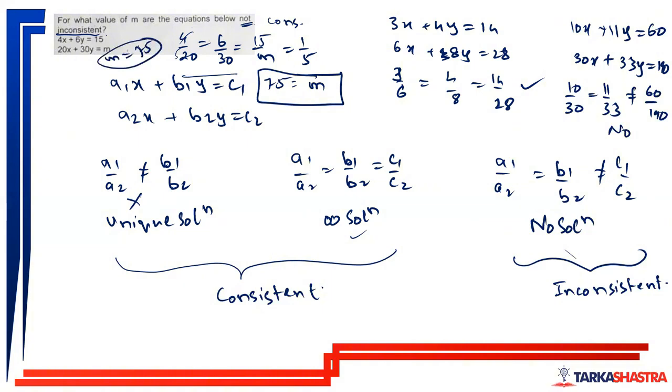For this m is equal to 75, even though it is not satisfying this case, it is satisfying this case, right? Where we are getting a1 upon a2 is equal to b1 upon b2 is equal to c1 upon c2, and that is why the value of m equal to 75 will make the equations consistent, and that is the answer which we are looking for, the value for m.